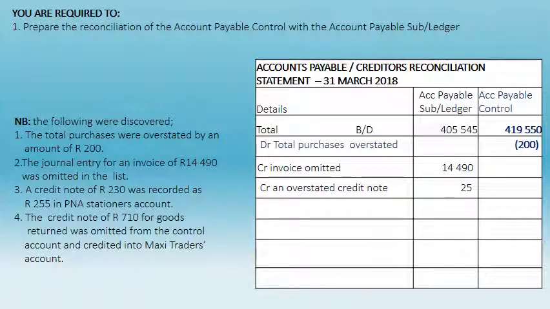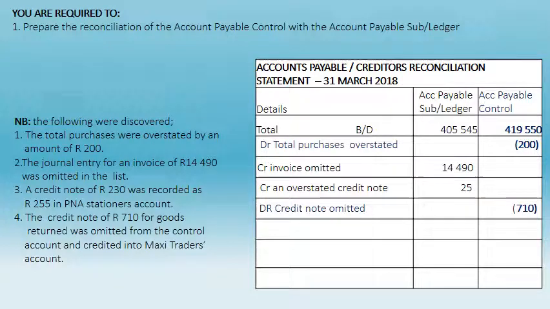Number 4, the credit note of 710 for goods returned was omitted from the control account and credited into Maxi Traders account. We will first start by correcting the omission in the control account. We will therefore show it on the reconciliation as debiting the credit note omitted. In the column for accounts payable control, we will show it in brackets.